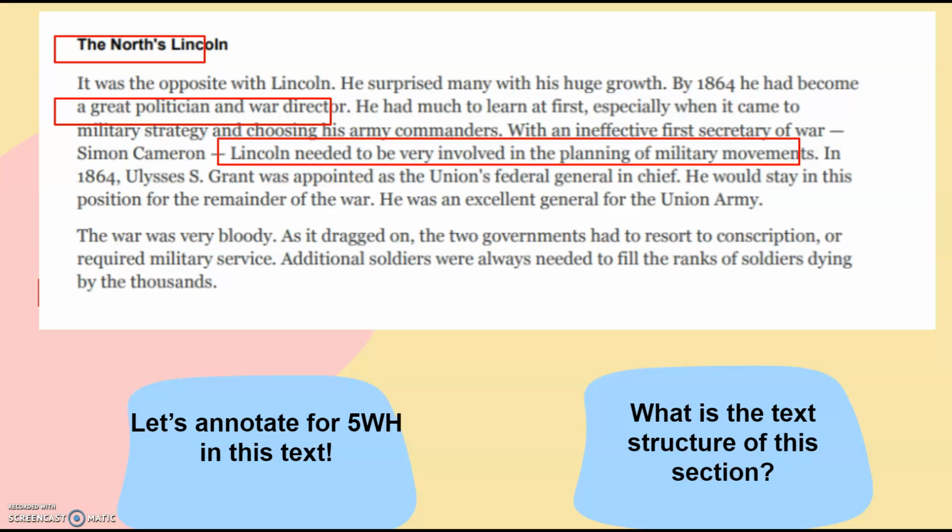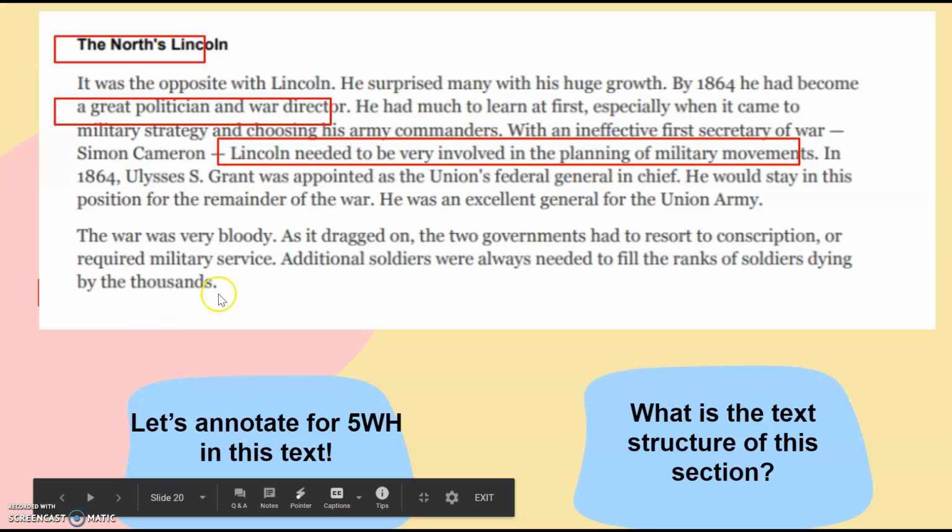As I'm reading, I can see that there are two big things that stick out to me, right? Which is the who: who was President Lincoln, and the author is trying to communicate that he was a great politician and war director. And how was he a good politician and war director? Well, he was very involved in the planning of military movements.